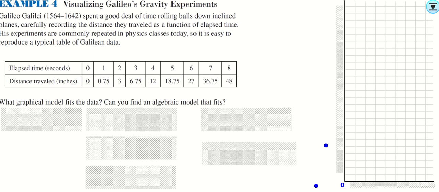If you need to pause the video and finish writing that down, by all means, but let's go on to example 4, visualizing Galileo's gravity experiments.